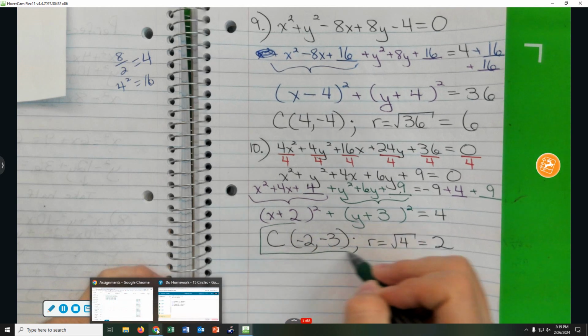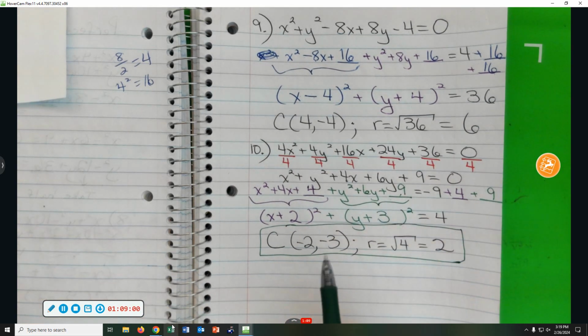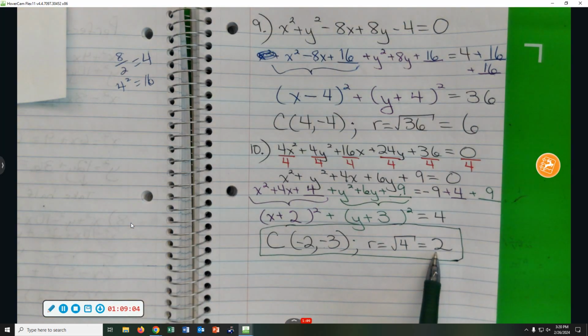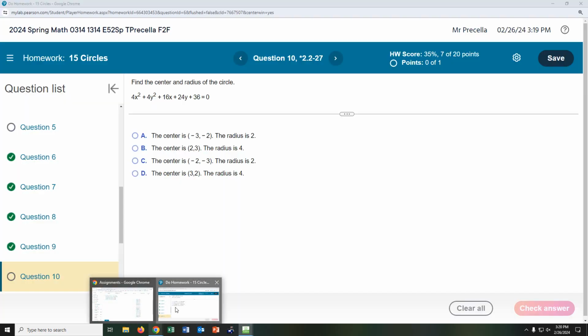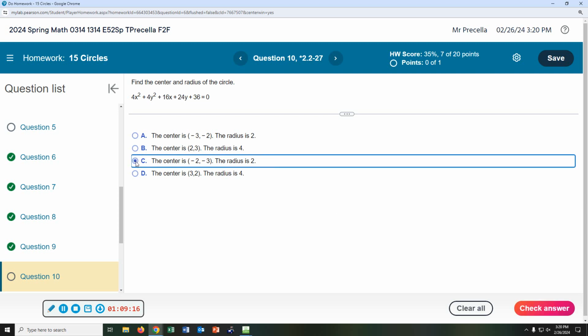Although, the answer, I suppose, is... Oh, wait, we're not graphing this. Yeah, that's it. This is a multiple choice. They wanted the center and the radius. -2, -3, 2. Okay, so let's look real close. -2, -3, radius 2. C? C.